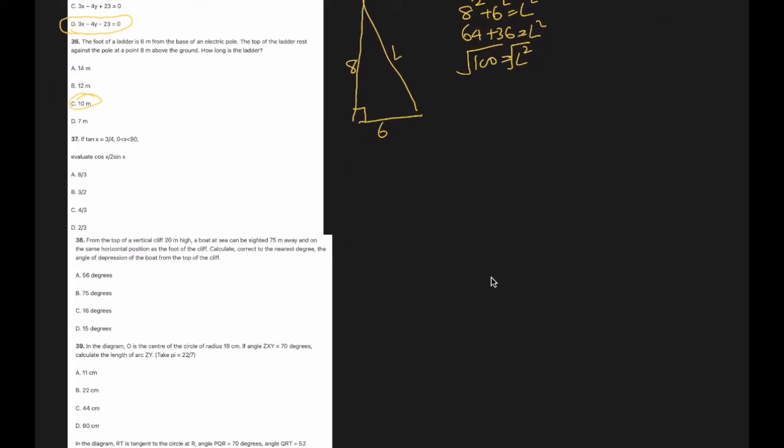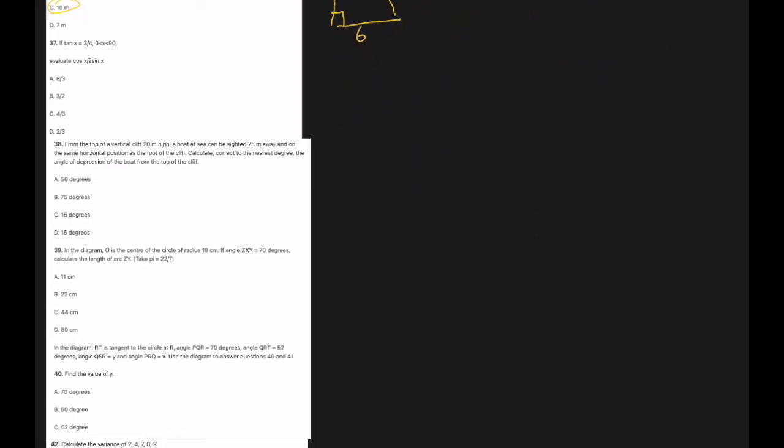If tan x is 3 over 4, tan x is a ratio, mind it. Tan x is a ratio, that means in a right angle triangle, the ratio of opposite over adjacent. So opposite is 3 and adjacent is 4 times something, okay? But it's a ratio, that's why we are writing 3 and 4 here. And the angle is between 0 and 90, so we can see it's an acute angle.